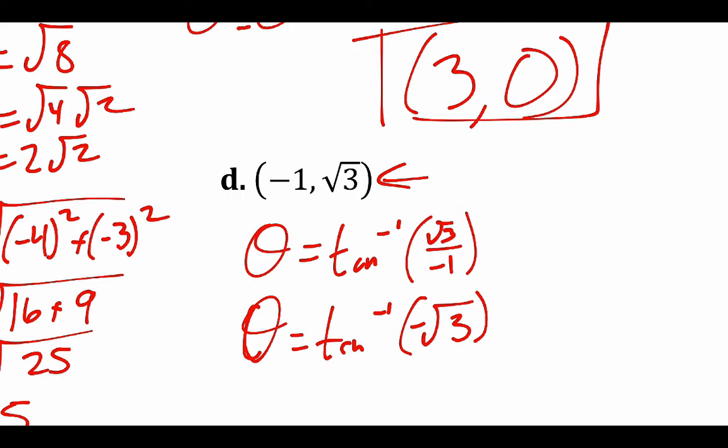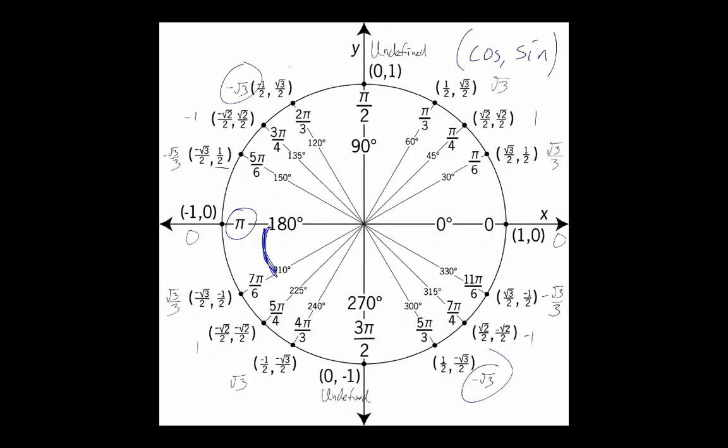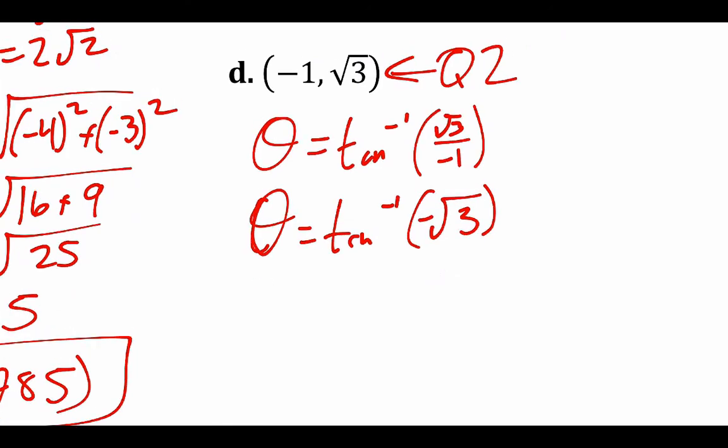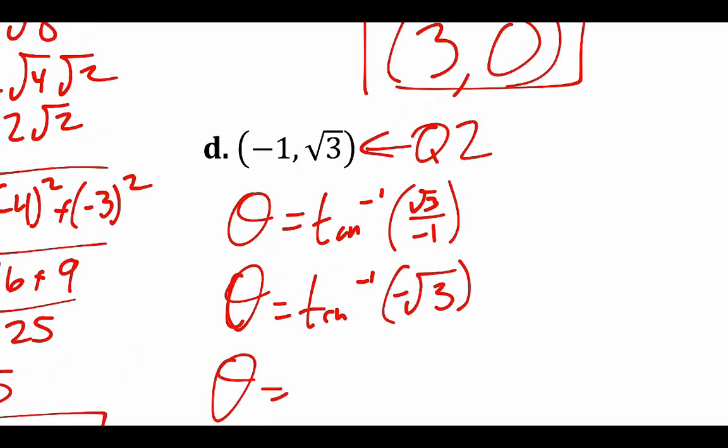What quadrant are we talking about here? Negative 1, square root of 3. That's in quadrant 2. It's got a negative x value but a positive y value. So that means we're using the angle measure that's in the second quadrant. So that's going to be 2 pi over 3. So theta equals 2 pi over 3.